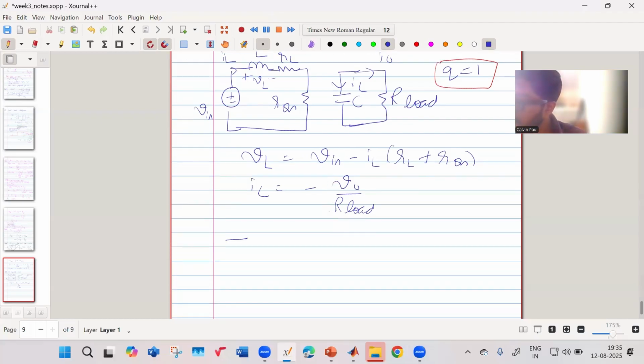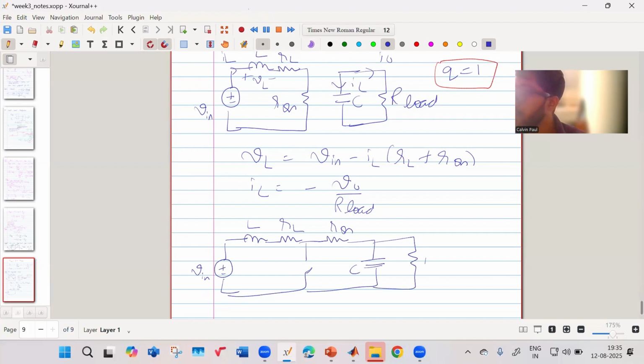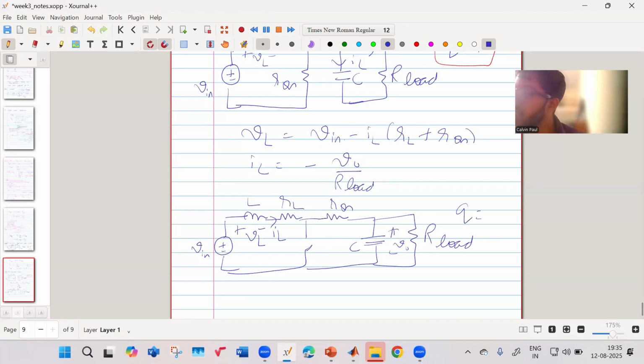In that case, we have your Vin, right? We have your L. We have this RL, and we further have this R-on. This part is open. We have this capacitor C and this load resistance. So this is the IL, this is your plus minus VL, and this is your plus minus V output. Okay, this is the case when Q is equal to 0, that is, your main switch is off.